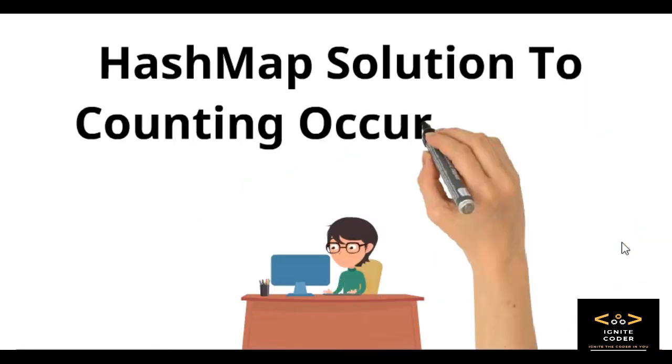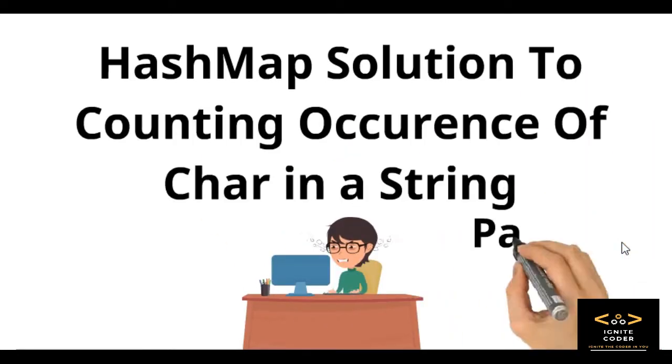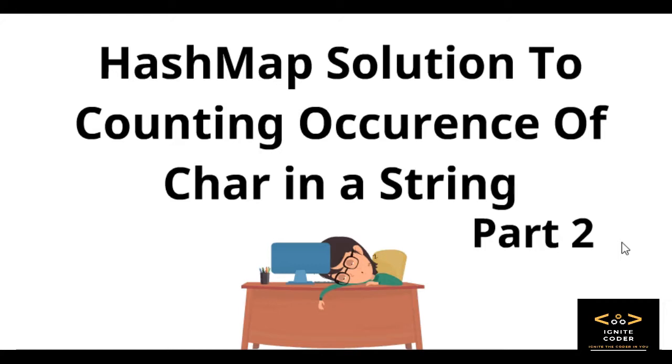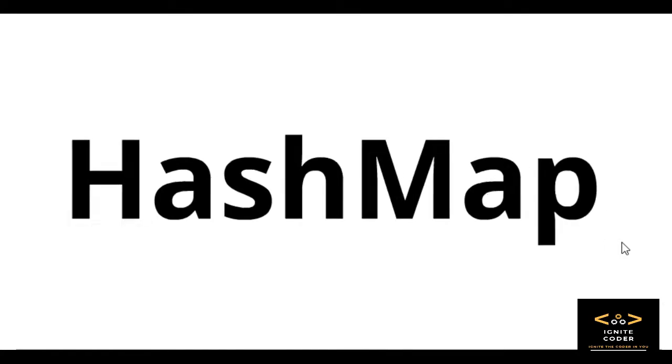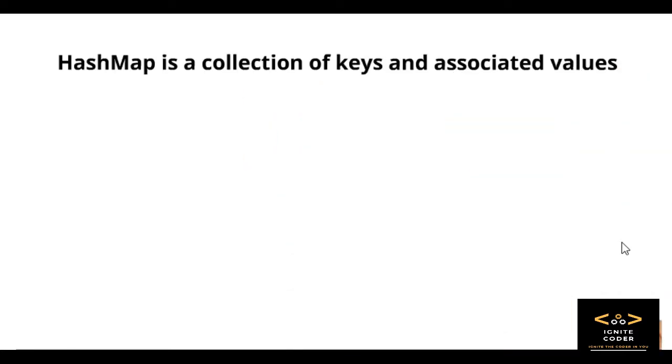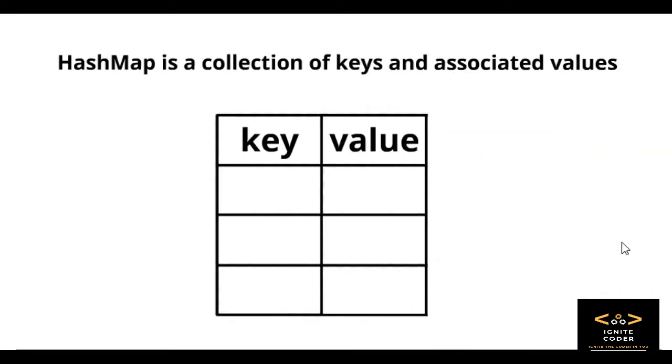Welcome back guys. Today we are going to solve our previous problem, that is counting the occurrence of a char in a string using data structures. The data structure we are going to use is HashMap. Hope you know about the HashMap. HashMap is a data structure which stores values in keys and values. For each key it associates a particular value. Keys can be string or integer, so can values.